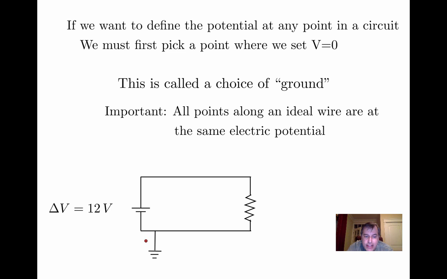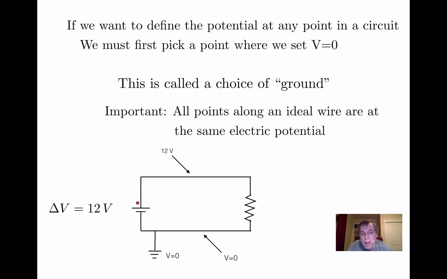Now, there's a symbol that people use to say that we've set the ground there. It's this symbol here. That means that at this point, we set V equal to zero. With that choice, all the points here, because we treat this as an ideal wire, going from the negative terminal of the battery to the resistor, are all at an electric potential equal to zero because they're all connected to the ground.